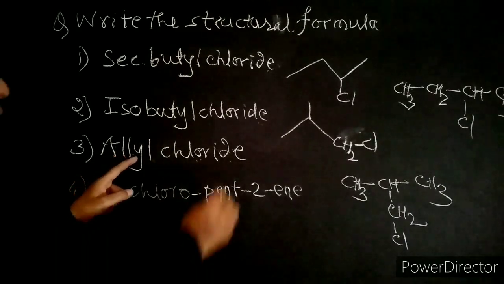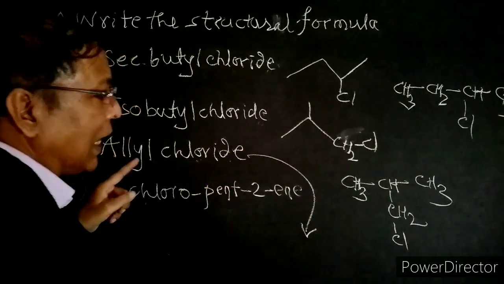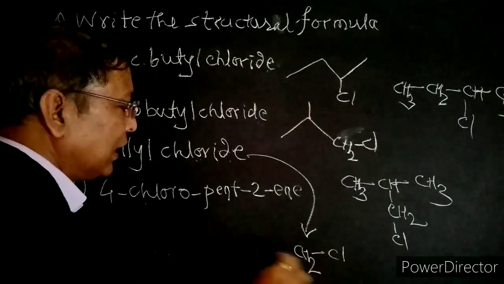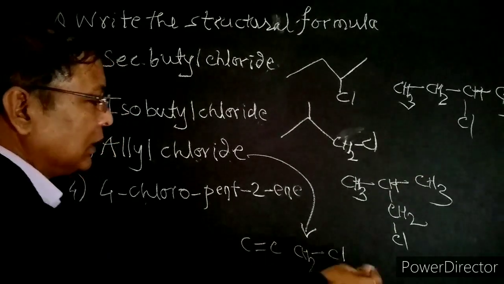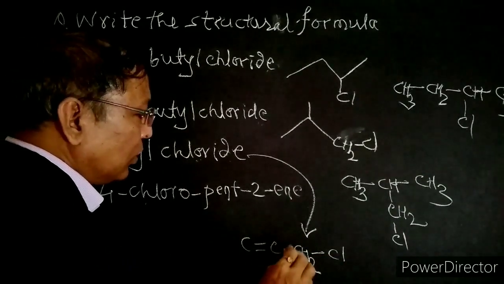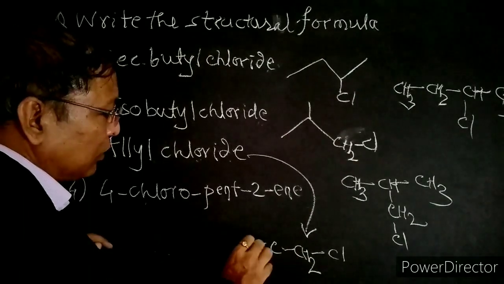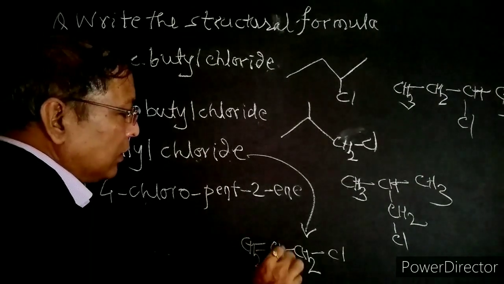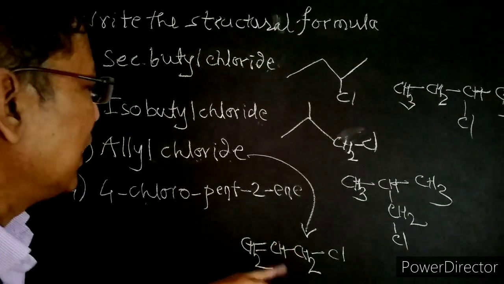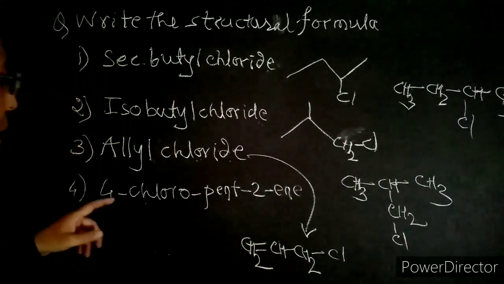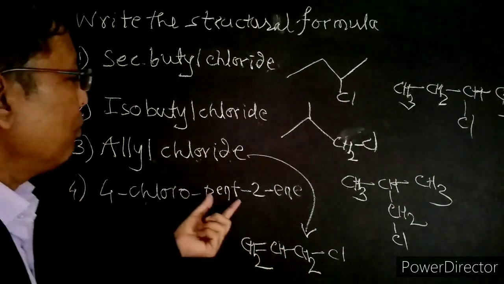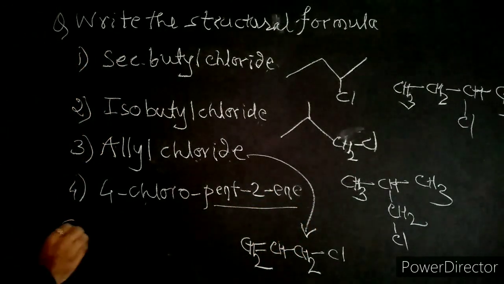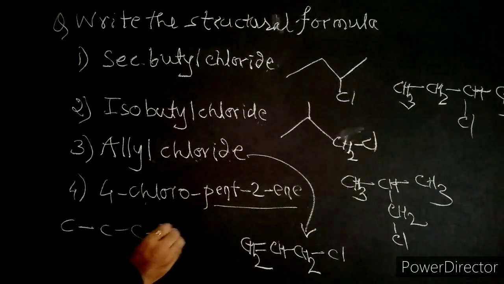Then allyl chloride. We know allyl chloride is when the halogen is attached to the carbon atom next to a carbon-carbon double bond, so this is the allylic group. Let us see: here a double bond is present, therefore 2 hydrogen atoms here, and here 1, 2, 3 means out of 4, 3, 1, 1. So this is allyl chloride. Then the last one, 4-chloro-pent-2-ene. What is the root word here? Pent-2-ene. Pent means how many carbon atoms? 5 carbon atoms we have to draw first: 1, 2, 3, 4, 5.